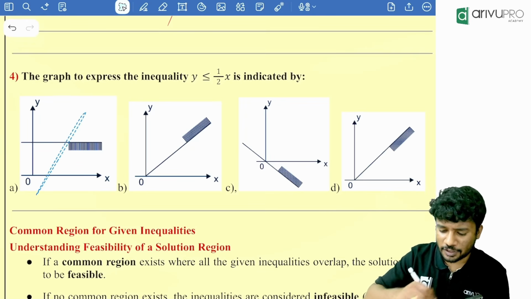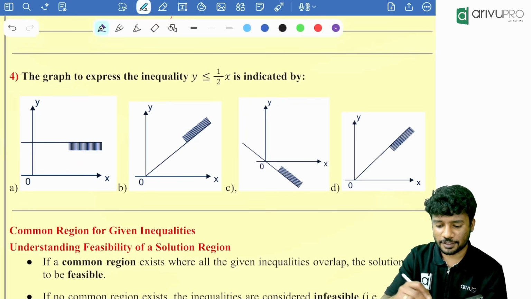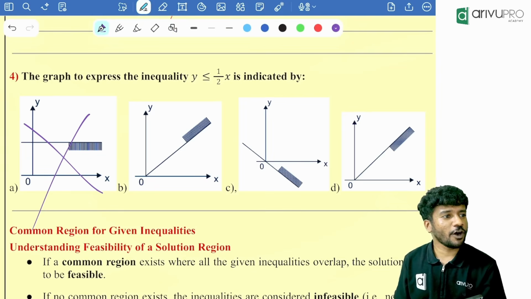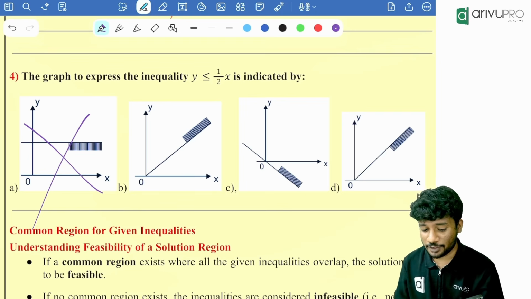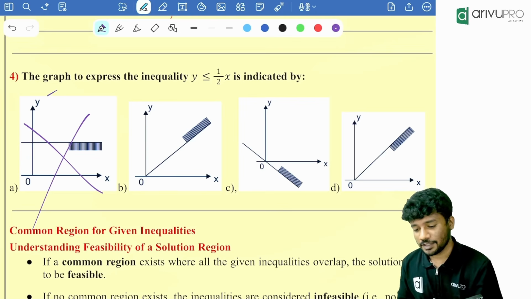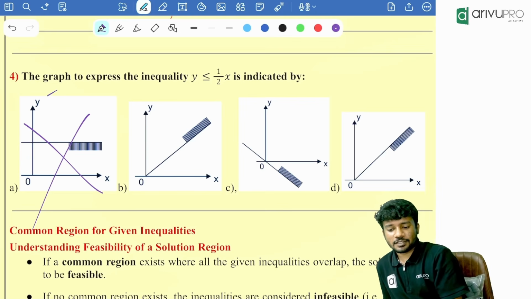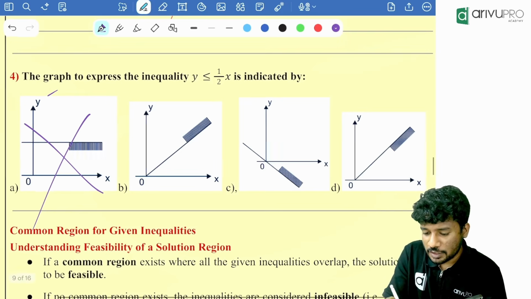Anyway, option A is wrong. How do you know option A is wrong? Because they are not asking for y is equal to a constant value, correct? y is equal to or y is greater than or equal to something. They are not asking directly a constant value only. Otherwise option A would be the answer. Either it will be option B, C or D. How to rearrange this one?